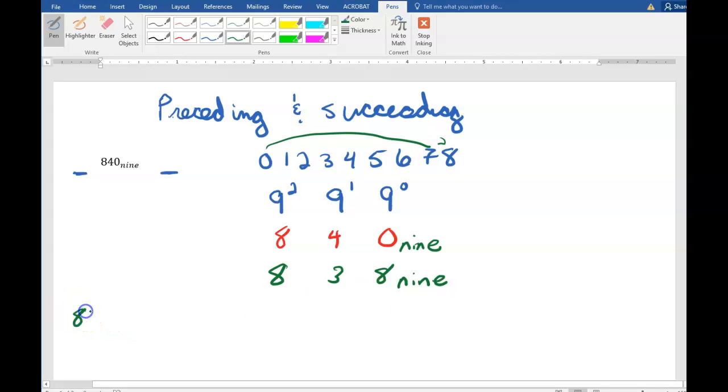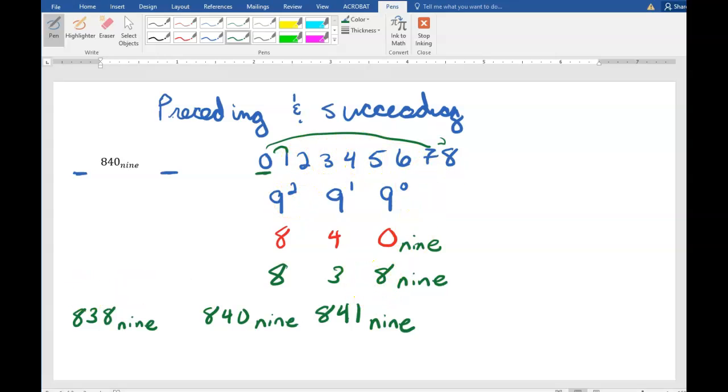So think about it as a number line. You get 838 base 9. Then you go to 840 base 9. Because if you go to 8, then you go up to the next value, which would be 9, and in this case we change that to a 0. Now, if I'm at 0, I go up to the next value, so that would be 841 base 9. And then I could do the next one and keep going.